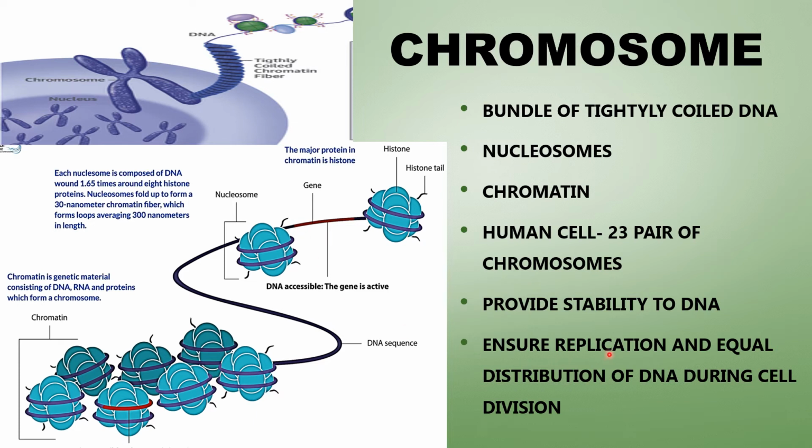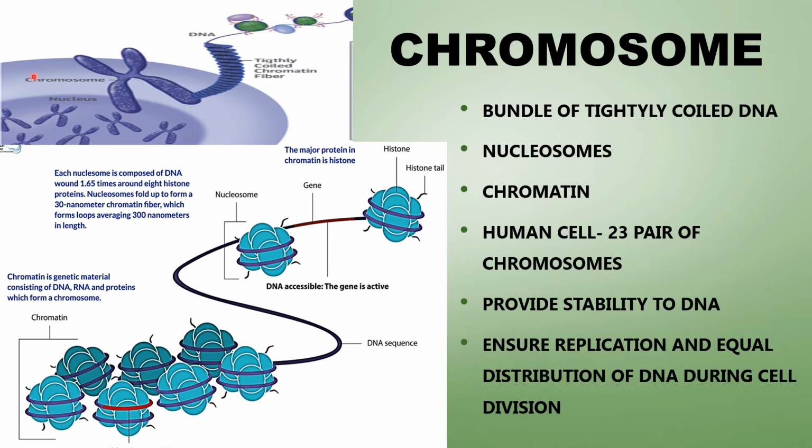The major function of the chromosome is to provide stability to DNA. Then, it ensures that the DNA replicates and distributes equally during cell division. This function is also ensured by the chromosome. So, two major functions are providing stability and ensuring the replication of the DNA.